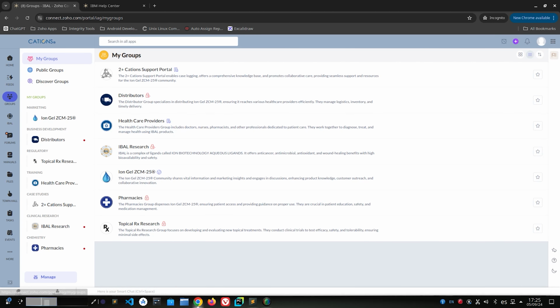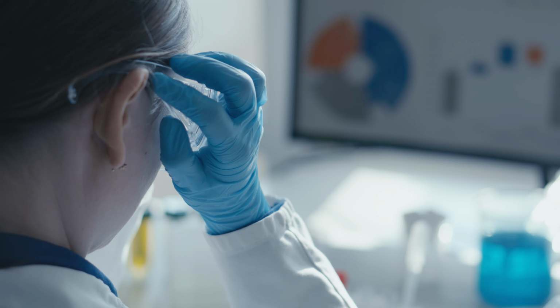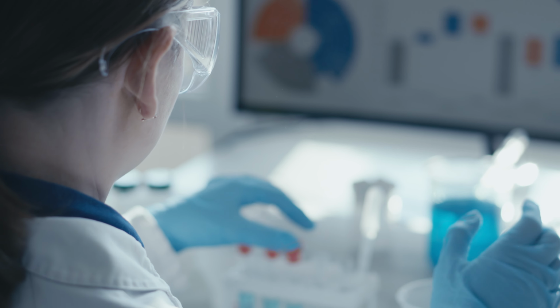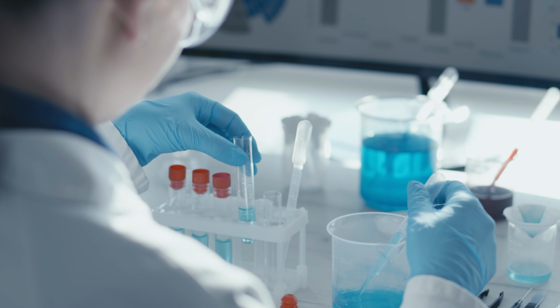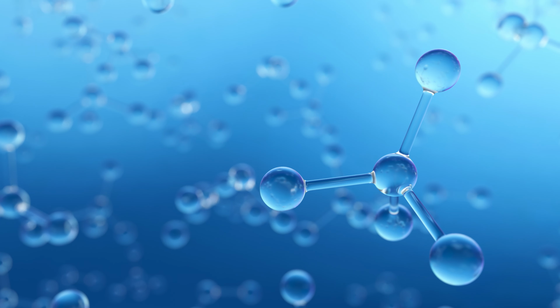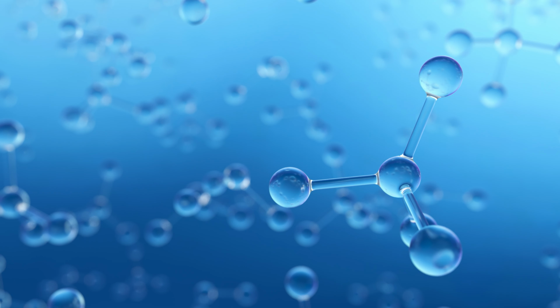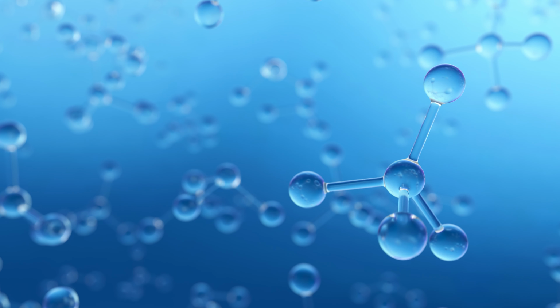Another key group is IBAL research. This is where science and innovation meet. This group is dedicated to studying the antioxidant, antimicrobial, and wound-healing properties of the IBAL ligand complex, which are fundamental to the development of highly bioavailable and safe treatments.